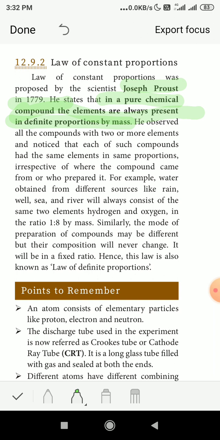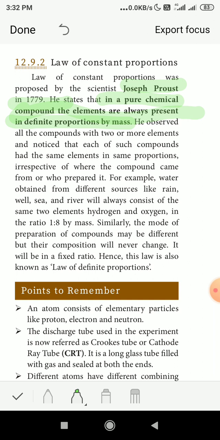For example, water obtained from different sources like rain, well, sea and river always consists of the same two elements, hydrogen and oxygen. Whether after rain or after snowfall, whatever it is, water is always formed as H2O. So hydrogen will be 2 and oxygen will be formed in the same ratio. So there will be no change. That is called the law of constant proportion.